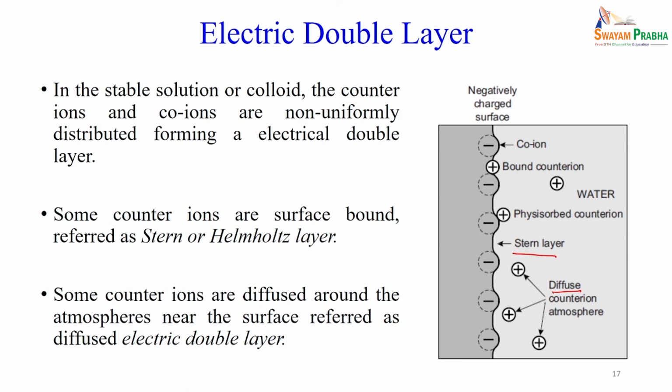So in a stable solution, or when colloids are stabilized, or when a protein is stabilized in the solution, the counter ions and the co-ions are non-uniformly distributed and they form an electrical double layer. Some ions are surface bound, called the Stern or Helmholtz layer, and some counter ions are diffused around from the bulk to the surface, referred to as the diffuse layer. The whole formation of this Stern layer and diffuse layer we call the electric double layer.